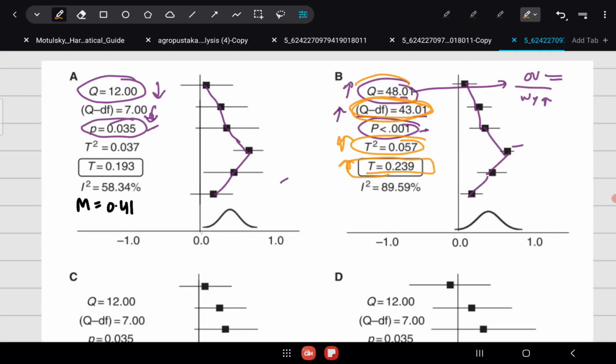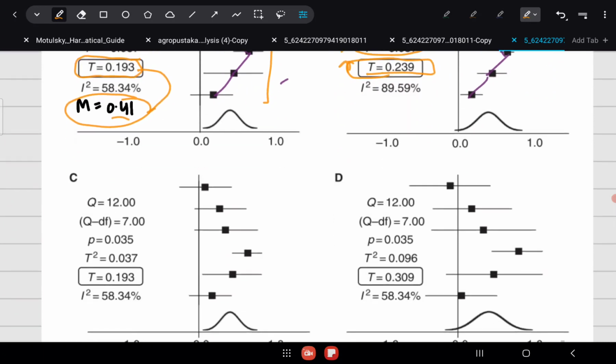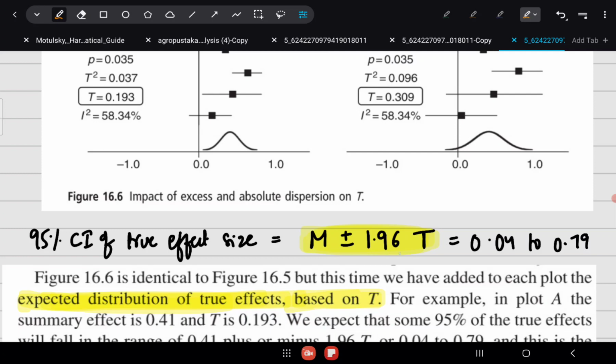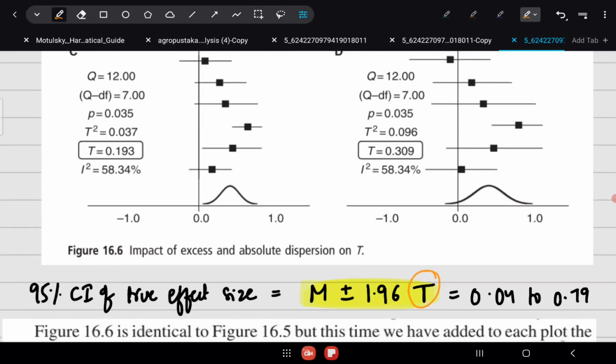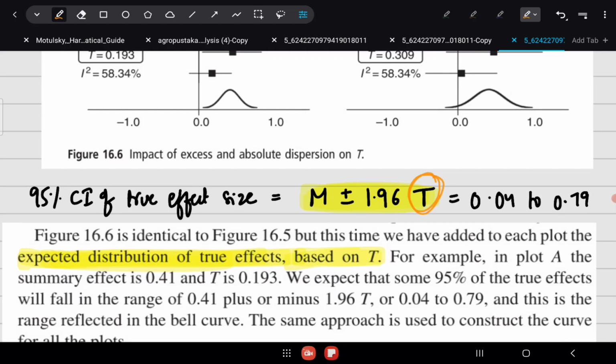So now, the summary effect that was computed for this forest plot was actually 0.41. Let's imagine, you can compute a 95% confidence interval of the true effect size by using this standard deviation and this summary effect. The formula is simple: 0.41 plus minus 1.96, the critical value of Z for a 95% confidence interval, multiplied by T. The T here is 0.193. Remember, this T is the standard deviation of the true effect.